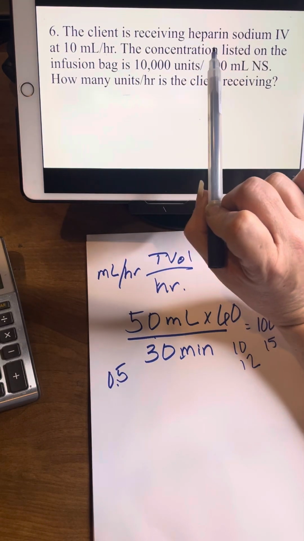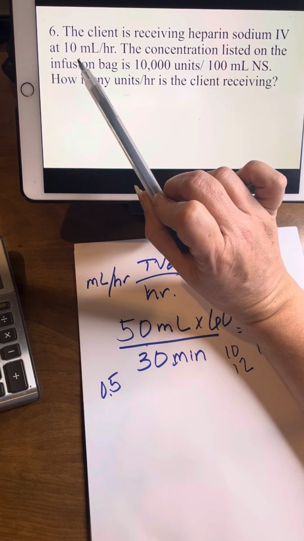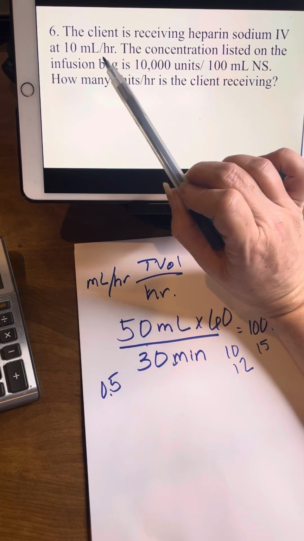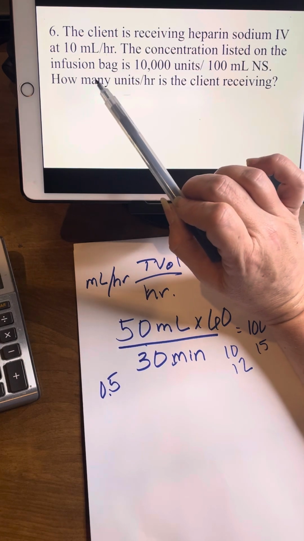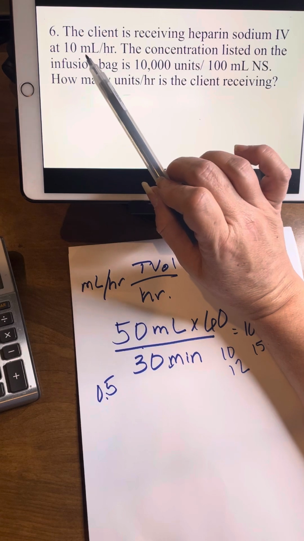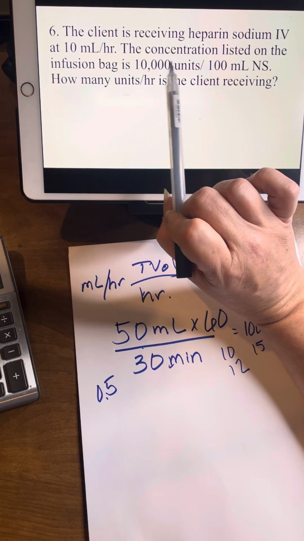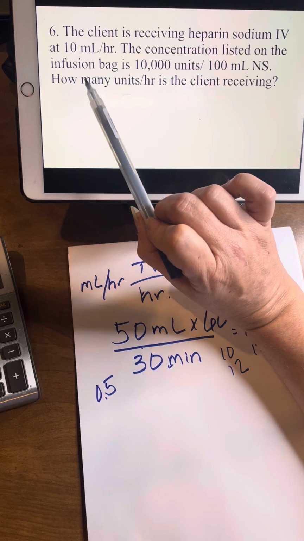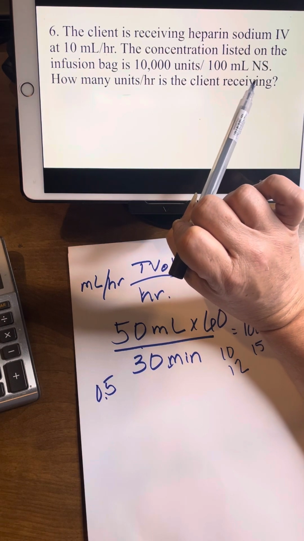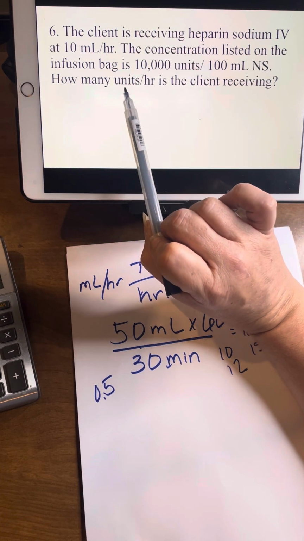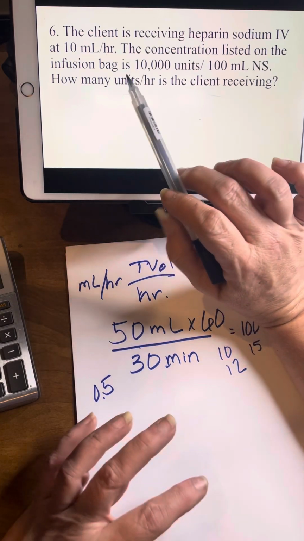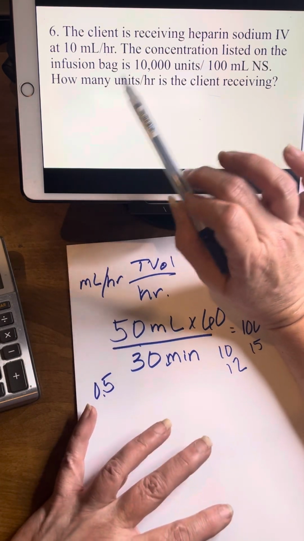Okay, the client is receiving heparin sodium IV at 10 milliliters an hour. Who wants it going at 10 milliliters an hour? I don't. I don't care what it's going at. That's what the doctor wants it going at. So this is going to be our dose ordered. The concentration listed on the IV bag is 10,000 units in 100 milliliters of normal saline. How many units per hour is the patient receiving?